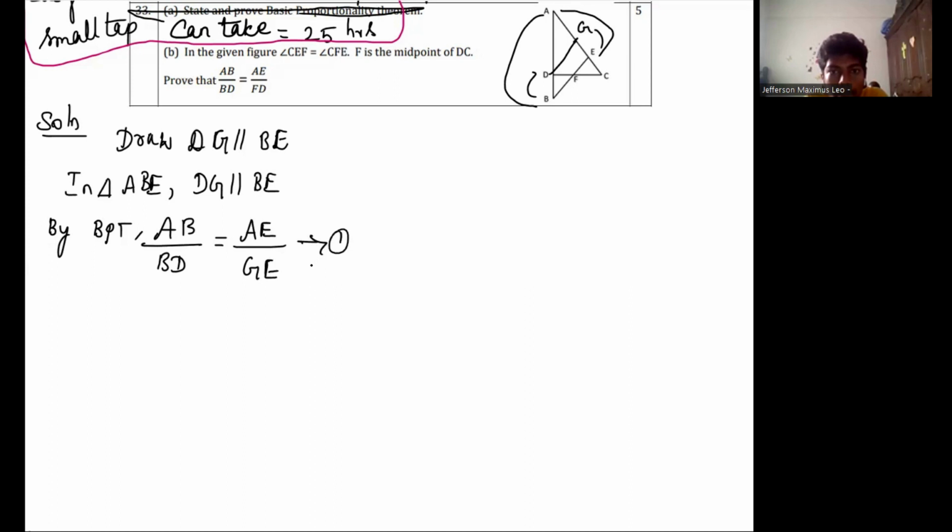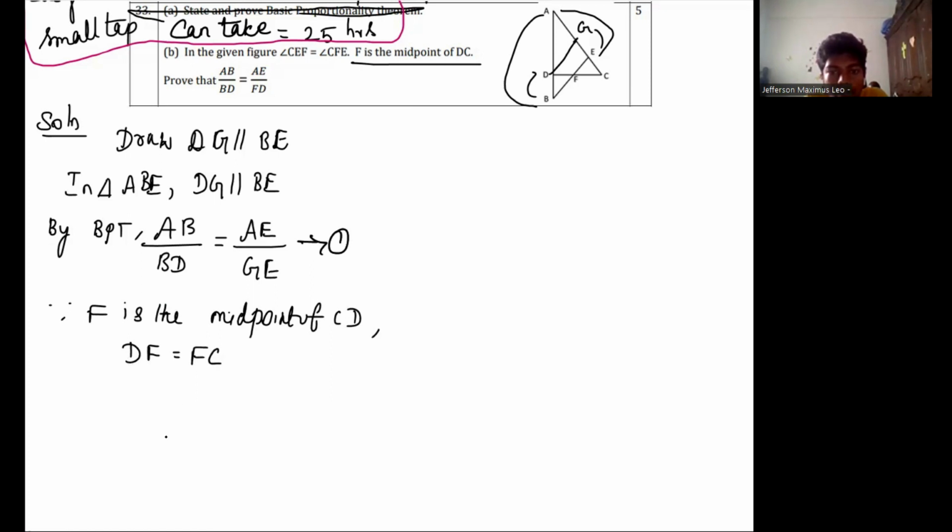Note that number 1. Then F is the midpoint of CD. Since F is the midpoint of CD, DF is equal to FC. DF is equal to FC.